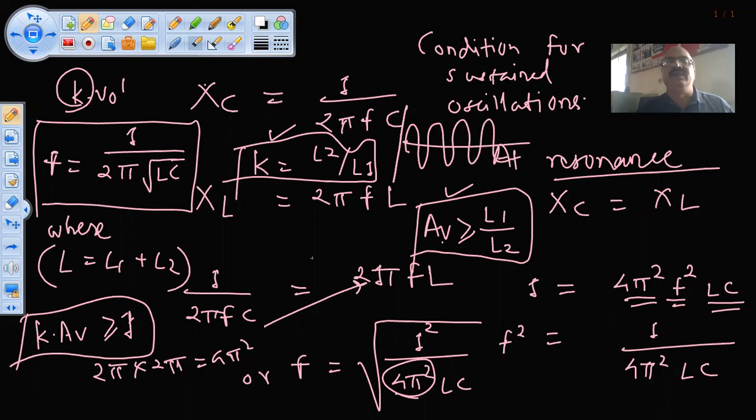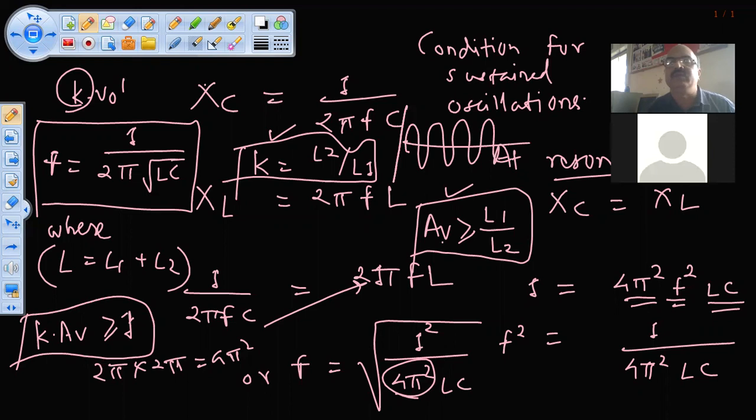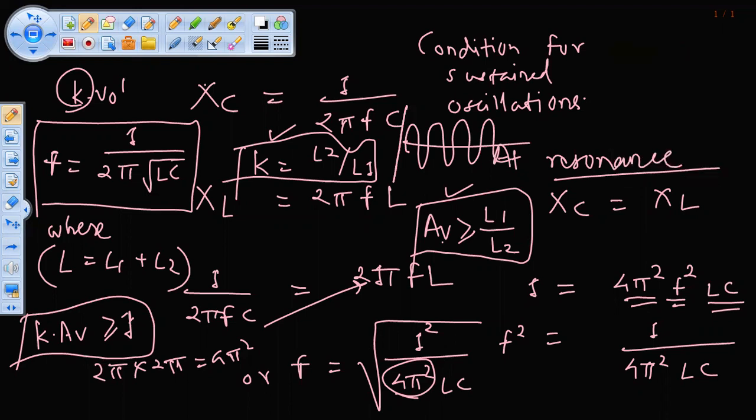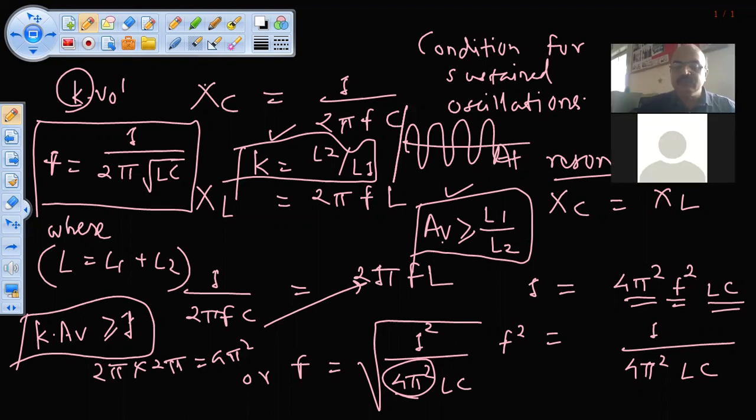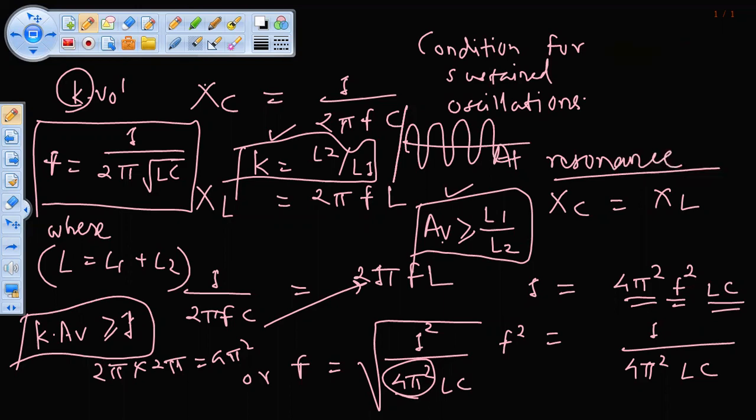So this is the basic circuit theory behind your Hartley oscillator. So I will end my lecture here. Next time we will continue with the Colpitts oscillator. कुणाला काही डाऊट असेल तर विचारा. I will stop here.